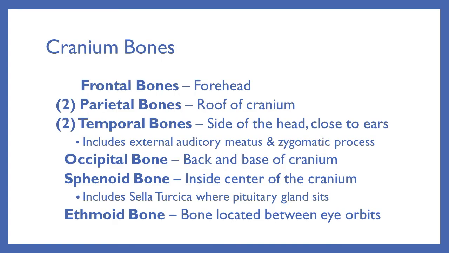Your bones include your frontal bone, which is your forehead, the two parietal bones. These are the roof of the cranium on the left and the right side. The two temporal bones are on the side of your head, close to your ears. This is also where we have the external auditory meatus, or the opening to your ear, and the zygomatic process, which is going up towards your cheekbones.